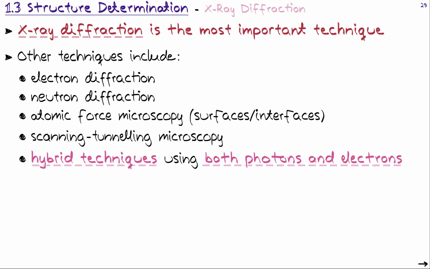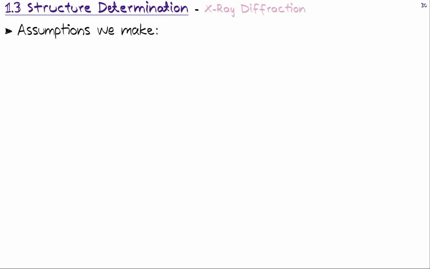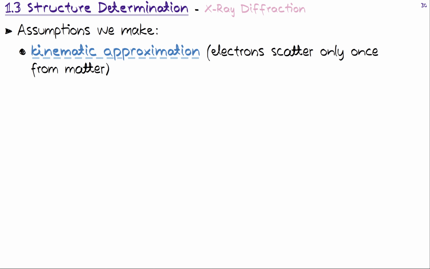But now back to our topic, X-ray diffraction, and let's proceed with the basics. The assumption we make in our upcoming treatment is that a so-called kinematic approximation is valid. What this means physically is that we assume that the electrons scatter only once from our piece of matter. They just scatter once and that's it, and we don't need to worry about multiple scattering processes.